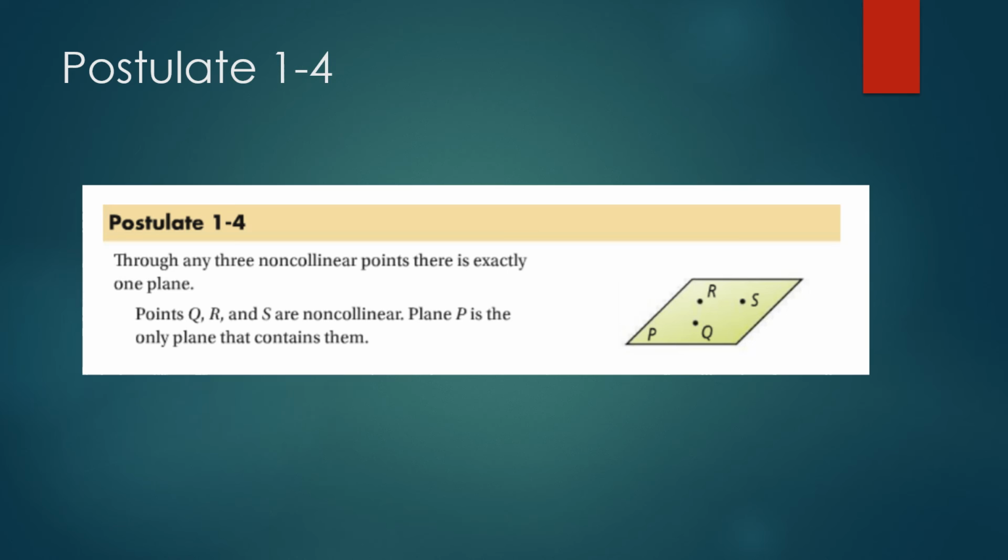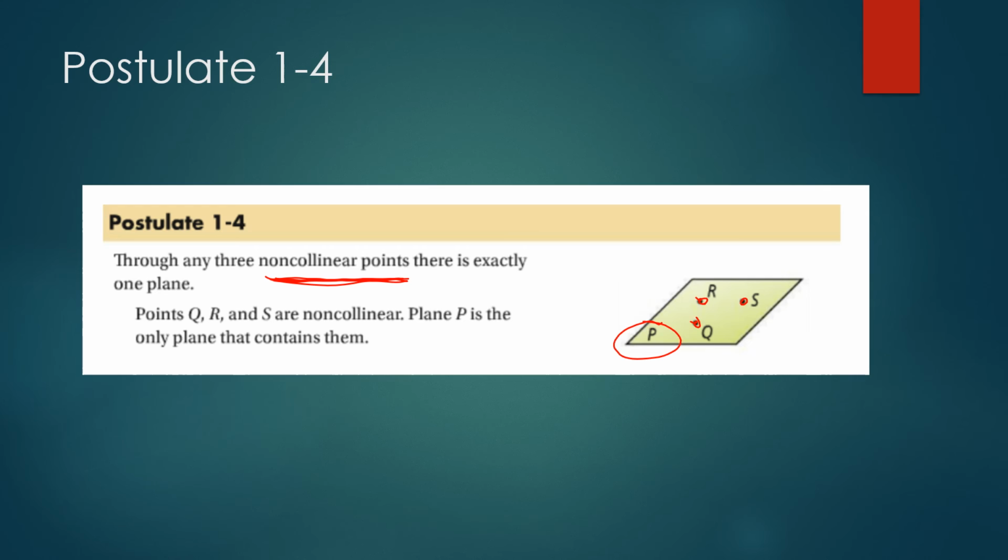This slide, they want to talk about postulate 1.4. And postulate 1.4 says through any 3 non-collinear points, so 3 points that are not all on the same line, there is exactly one plane. So here we've got plane P. Remember that P is not a point. This plane has points Q, R, and S. So there is exactly one plane that contains all 3 points Q, R, and S.